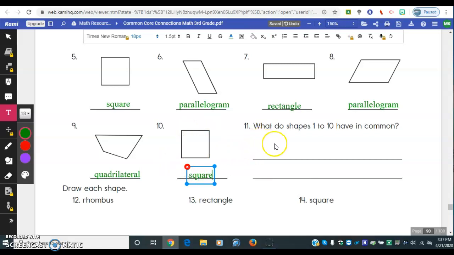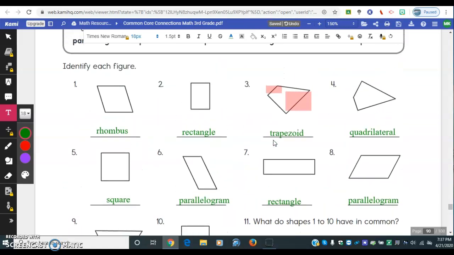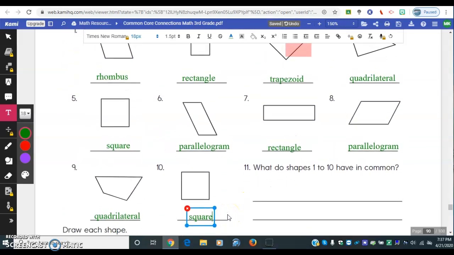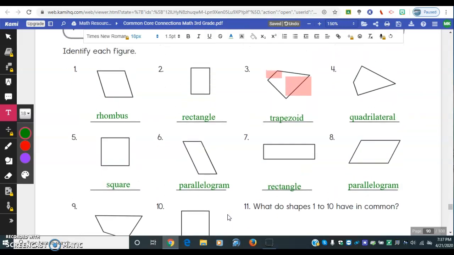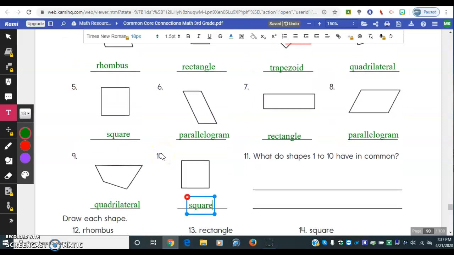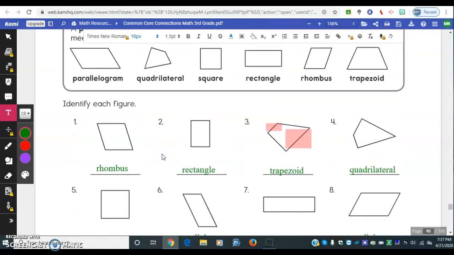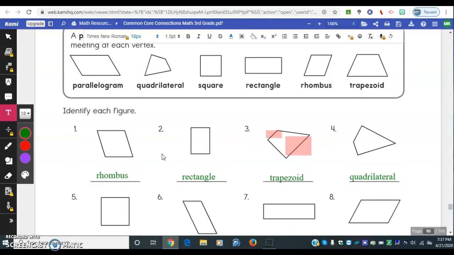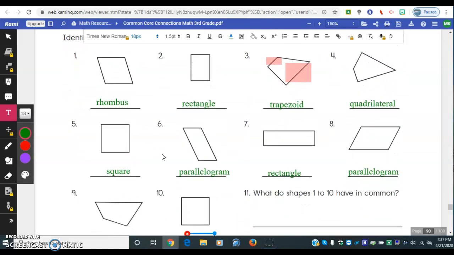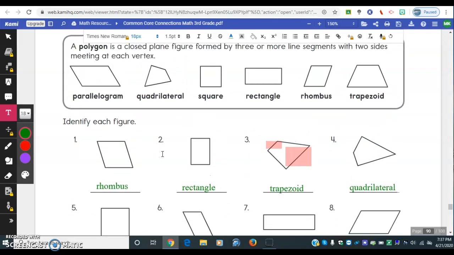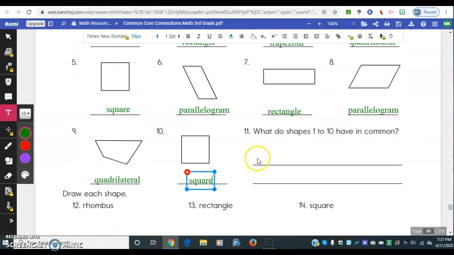Question 11 asks, what do shapes 1 to 10 have in common? All of these shapes, 1 all the way to 10. What do they all have in common? Well, you can't say they're all parallelograms because they're not. My trapezoid, my irregular quadrilaterals, those are not parallelograms. They all have 4 sides, so they're all quadrilaterals, although some of them have special names. So that's what's true about them.